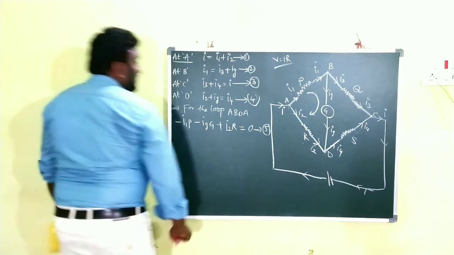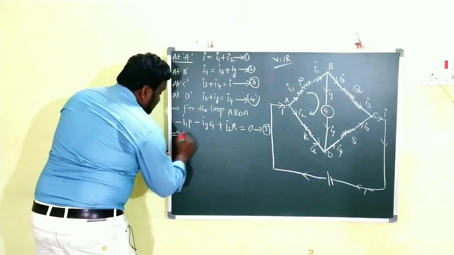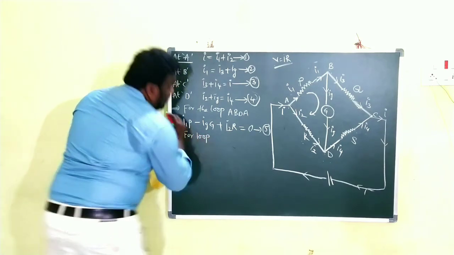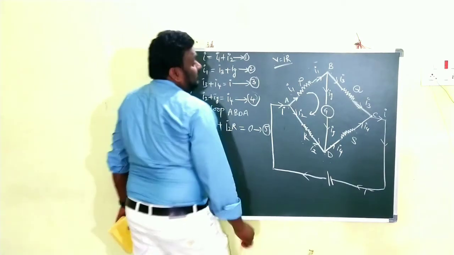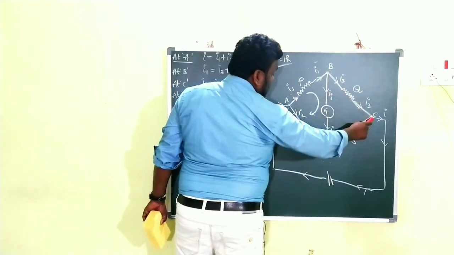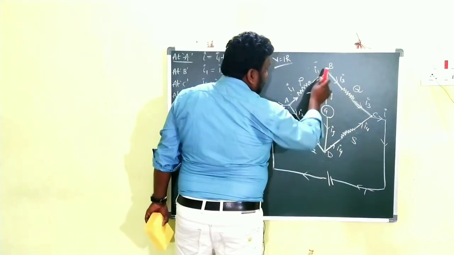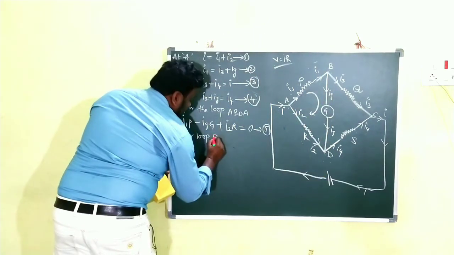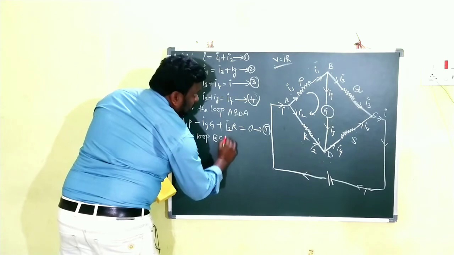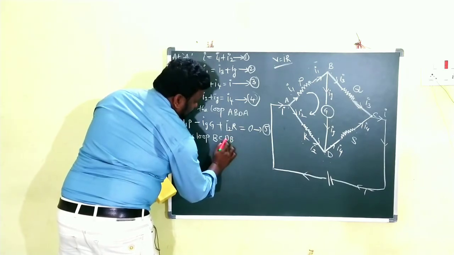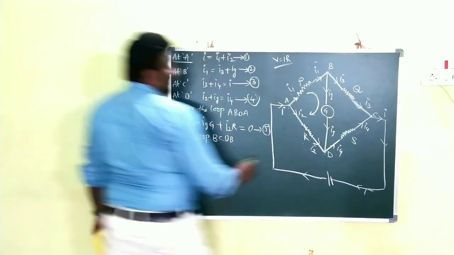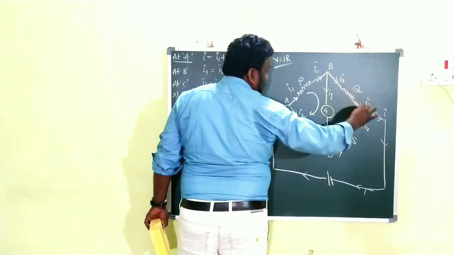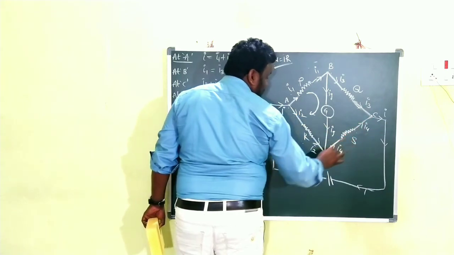Clear? Now in the same manner we have to apply the same second law of Kirchhoff to the loop B, C, D, B. So this is the loop. Second, we have taken B, C, D, B. So this is the B. We are coming like this.